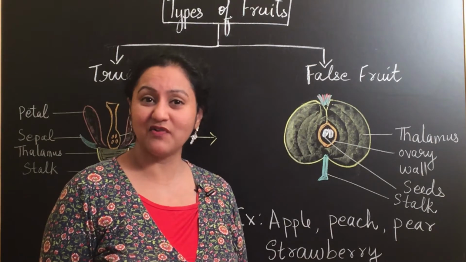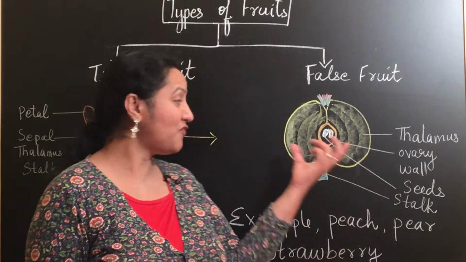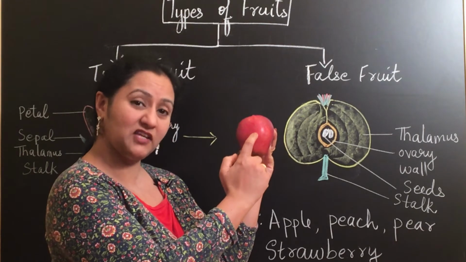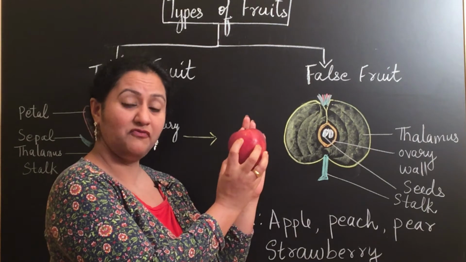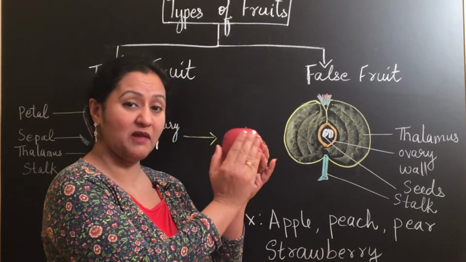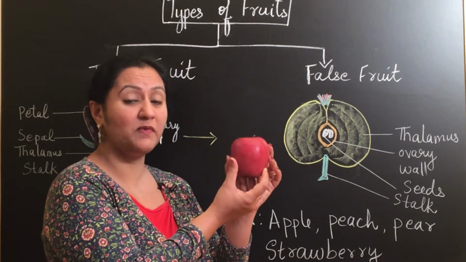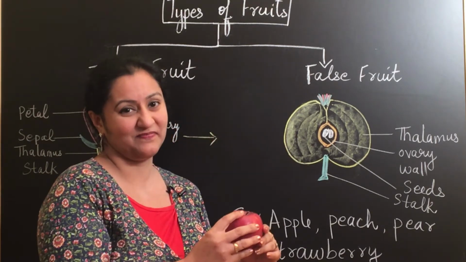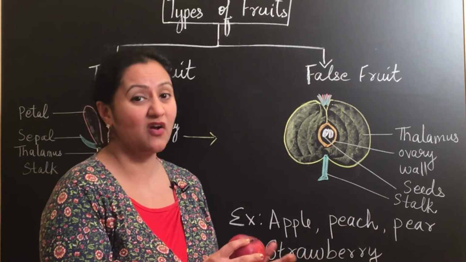Do you know why they are called false fruits? Because they are not formed from the ripened ovary. Then what is this fleshy part, this part that we eat? This part that we eat is actually the thalamus. The thalamus in these fruits enlarges, accumulates a lot of sugars and becomes colorful and fleshy, and also accumulates a lot of vitamins and minerals. So this is actually the thalamus part that we eat. Same thing in the case of peaches, pears and strawberries. So they are called false fruits.